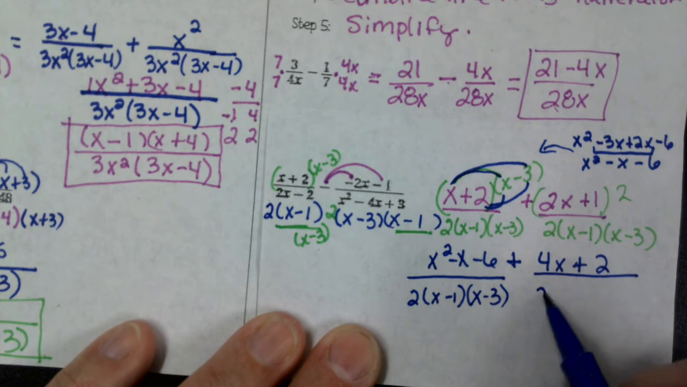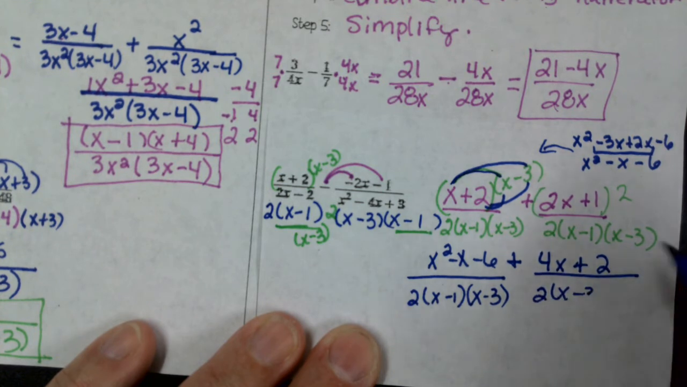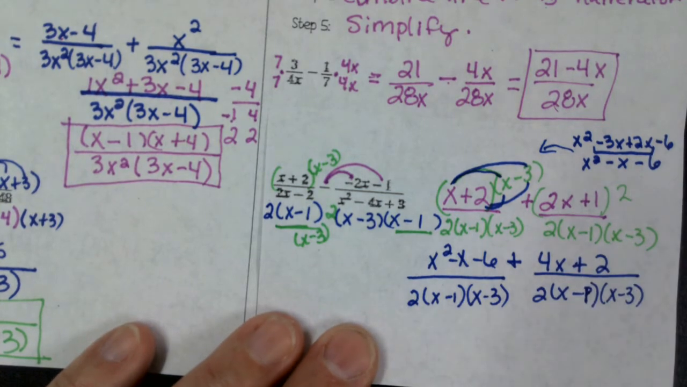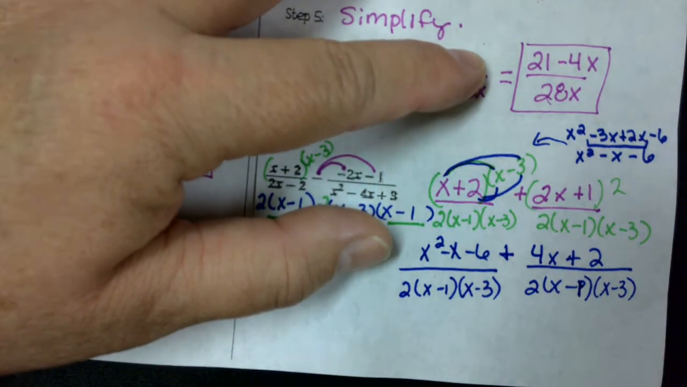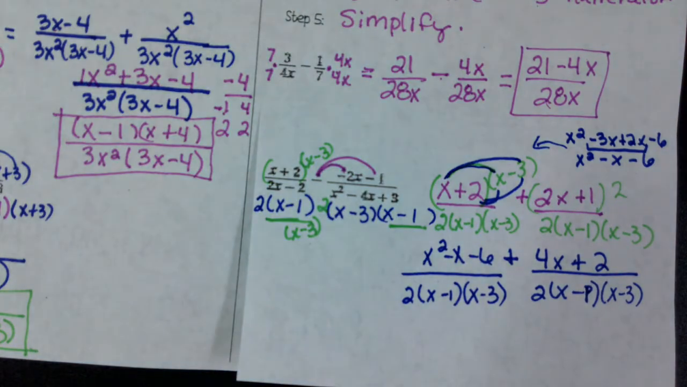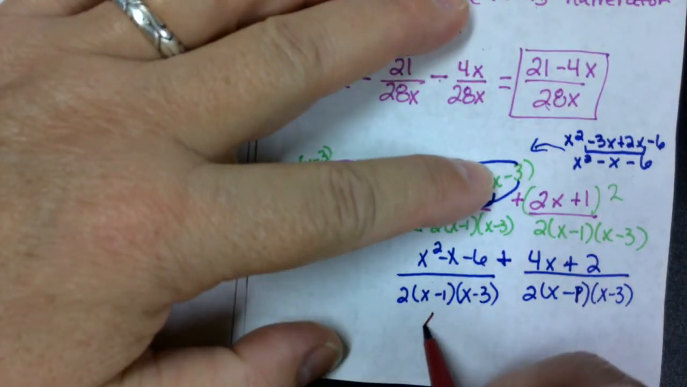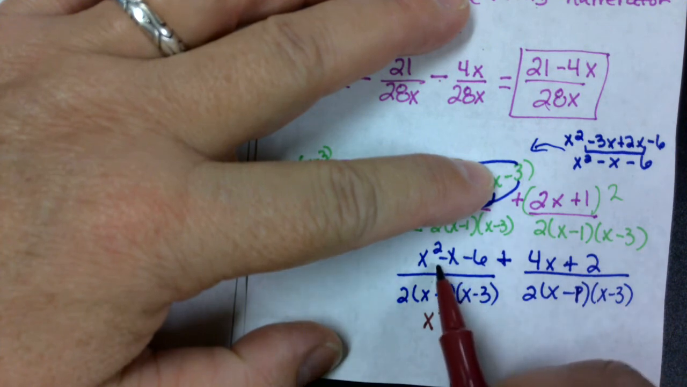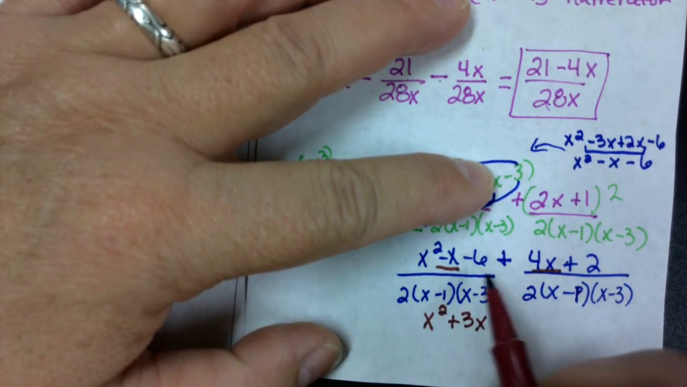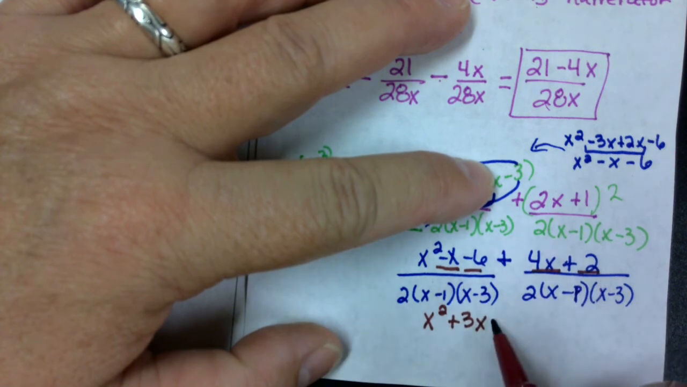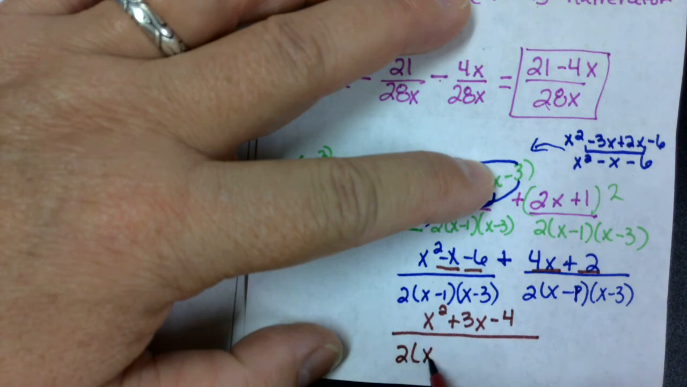We do not want to multiply that back together, because then we'd have to factor again to simplify. All right, let's collect our like terms here. So I have x squared. Negative x plus 4x is a positive 3x. Negative 6 plus 2 is a negative 4. And all of that is divided by 2 times x minus 1 times x minus 3.